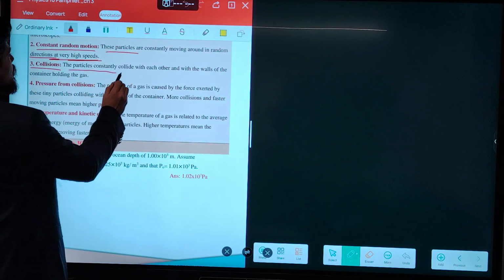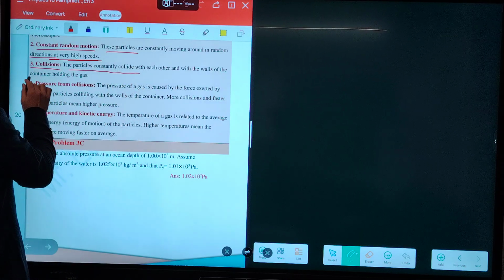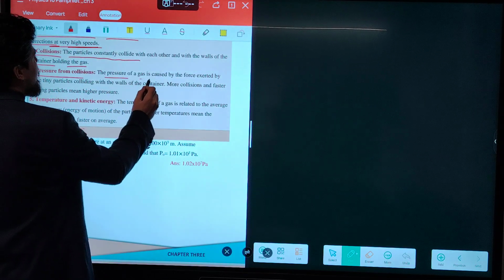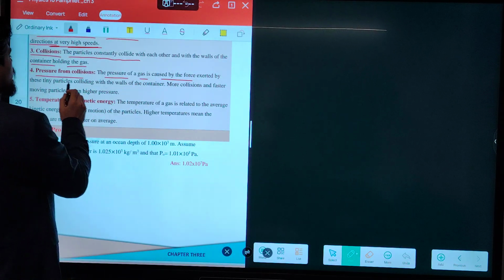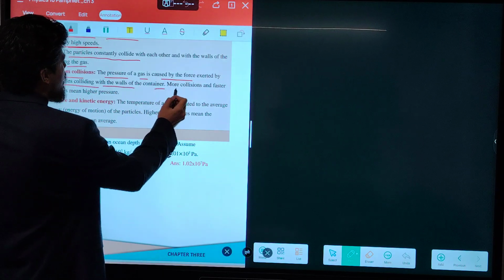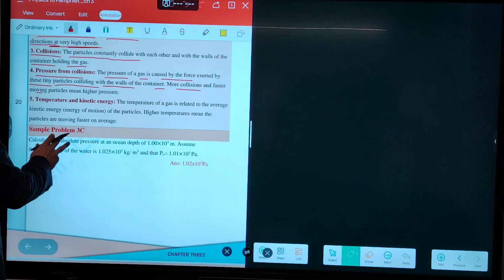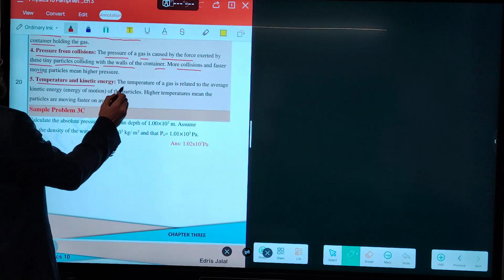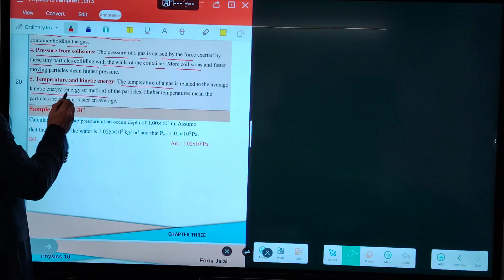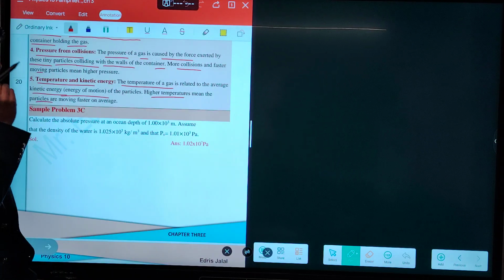Collisions. The particles constantly collide with each other and with the walls of the container holding the gas. Pressure from collisions: the pressure of a gas is caused by the force exerted by these tiny particles colliding with the wall of the container. More collisions and faster moving particles mean a higher pressure. Temperature and kinetic energy: the temperature of a gas is related to the average kinetic energy of the particles. Higher temperature means particles are moving faster, with higher average kinetic energy.